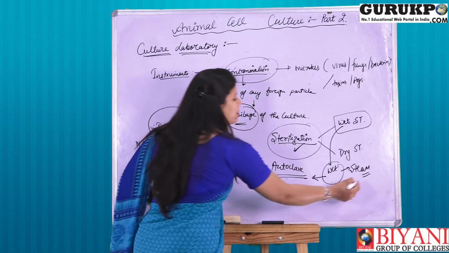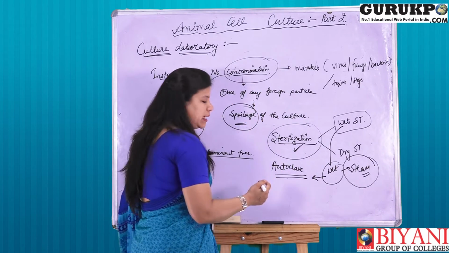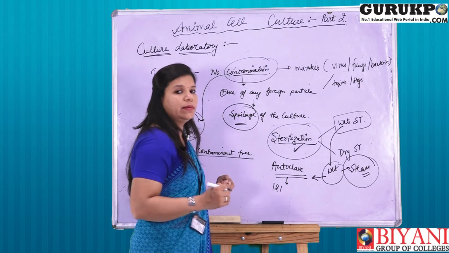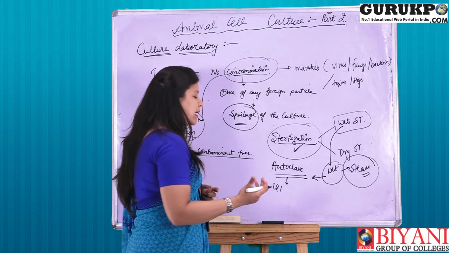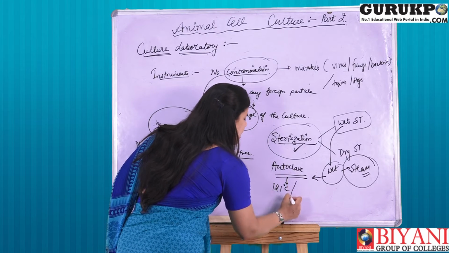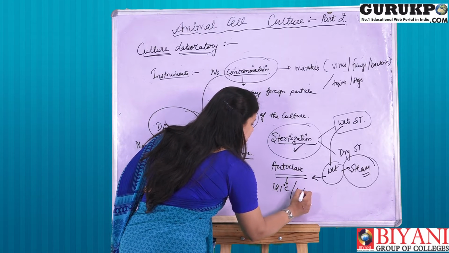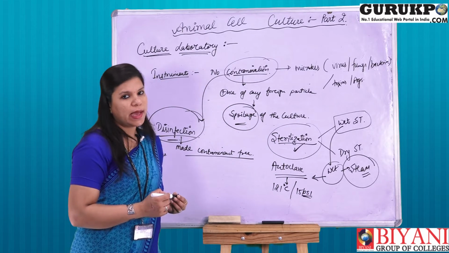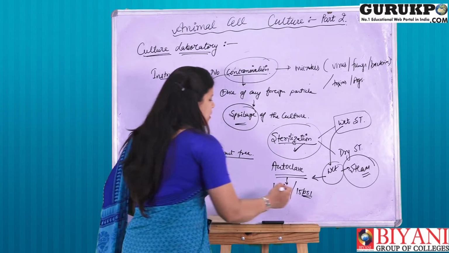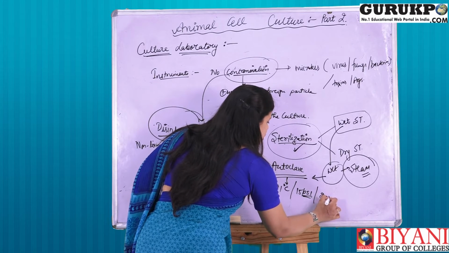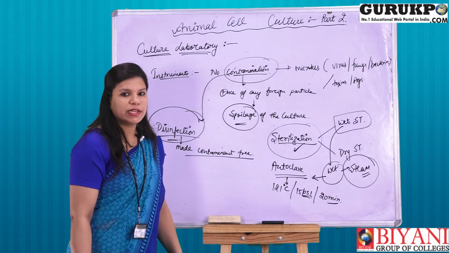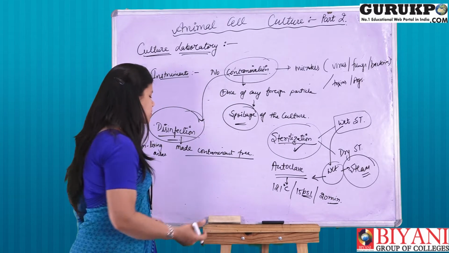Wet heat का मतलब यहाँ पर मैंने बताया आपको steam से है. So it is very much understood that the pressure will be very high, and the temperature beyond 100 degree centigrade, that is 121 degree centigrade, and the pressure will be 15 psi. Here the psi stands for pounds per square inch, right? And the time given for this particular wet heat sterilization is 15 to 20 minutes.